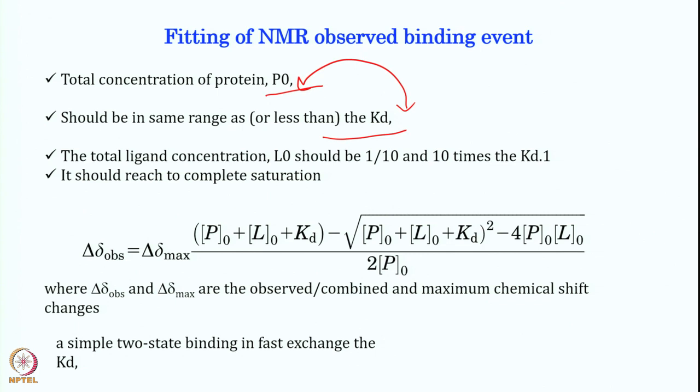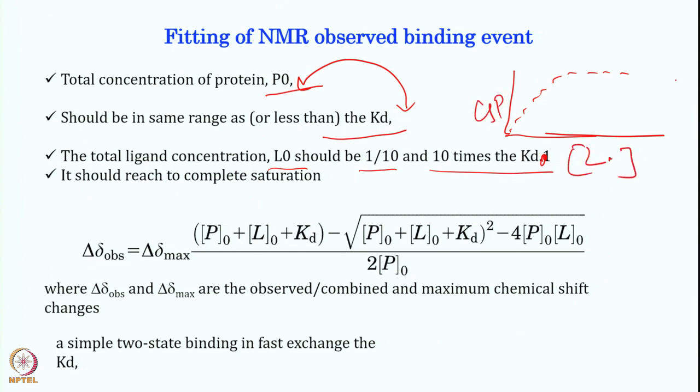The total ligand concentration, say L0, should range from 1/10 to 10 times the KD, depending on the case. If we are doing a titration and probing the chemical shift perturbation, the shift slowly changes, and after a certain point it saturates. What is saturating? The perturbation in the chemical shift. As you increase the ligand concentration, the CSP changes and saturates.